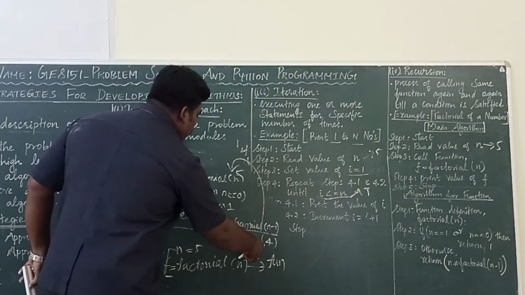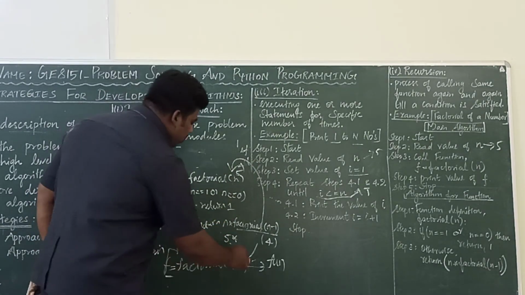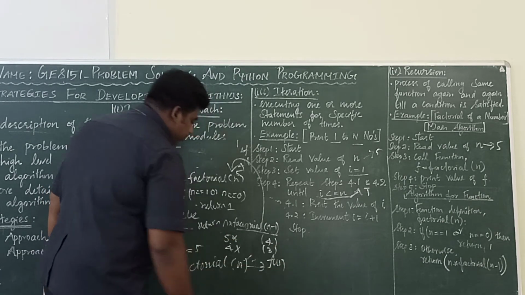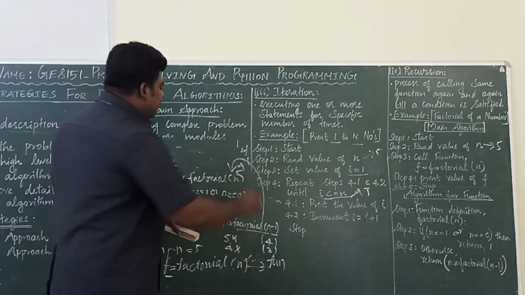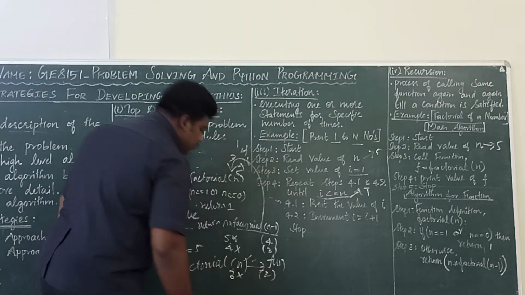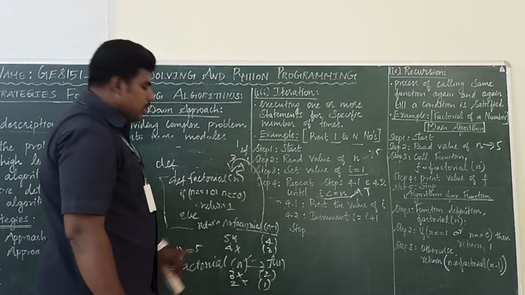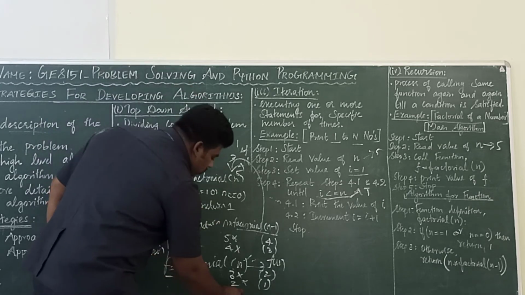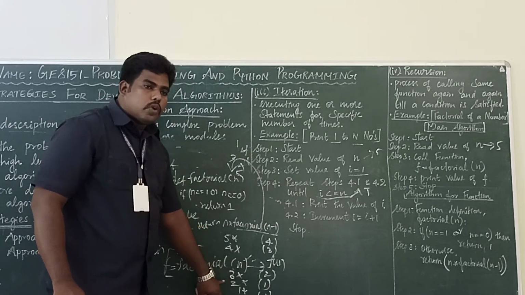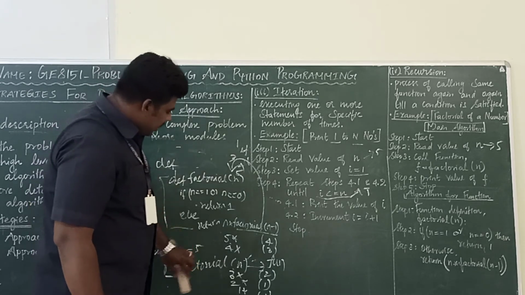Now again, what's the n value? 4. So here the condition is false, here it will come 5 into, now 4 into 3. Again you are passing 3. So what will happen? 3 into 2. The next step, what will happen? 2 into 1. Again in the next step, 1 into 0. Now multiply 5, 4, 3, 2, 1. You will get the answer 120. This is the way the recursion will work.